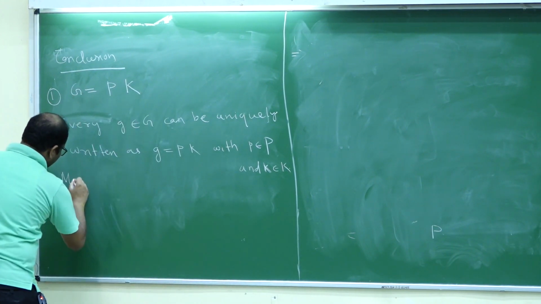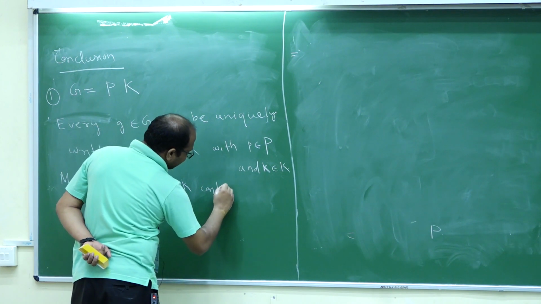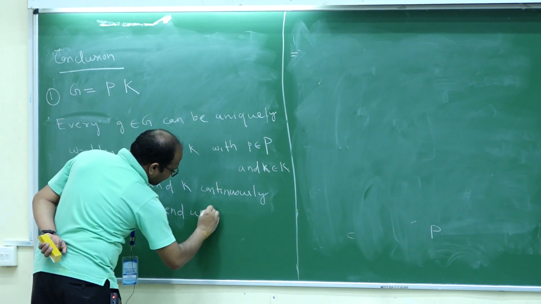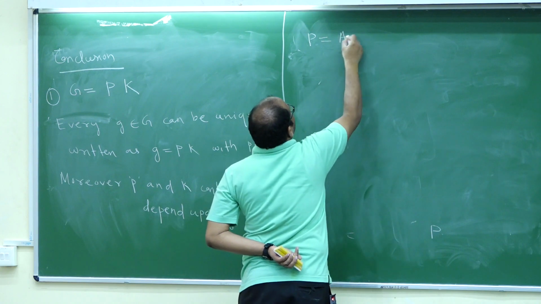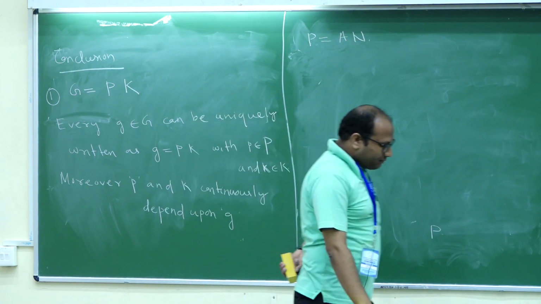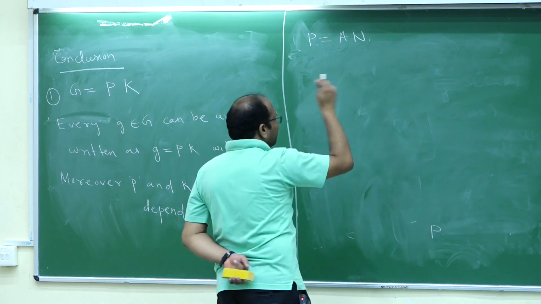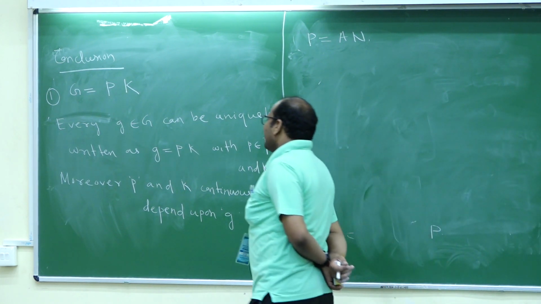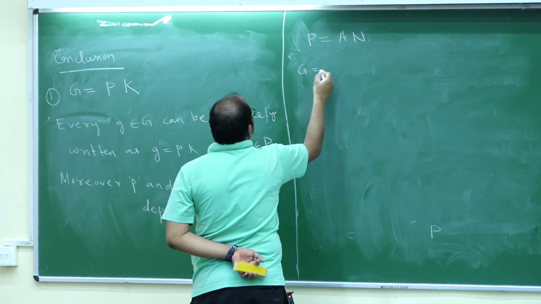So moreover, P and K depend continuously. Now I told you that this P is equal to AN, and every element of P can be uniquely written as an element of A and an element of N, and that decomposition is also continuous. So if you use that P is equal to AN and every element of P can be uniquely written as element of A and element of N, and A and N depend continuously on P, then you will get that G is equal to ANK.